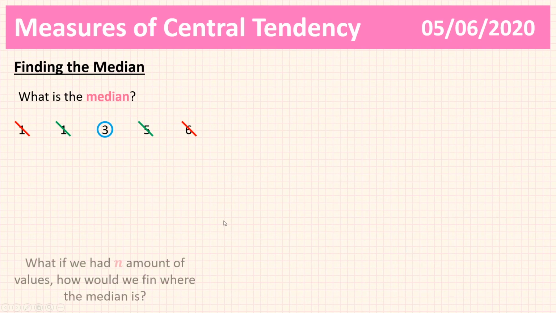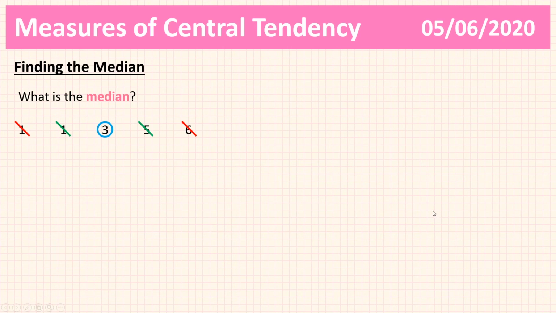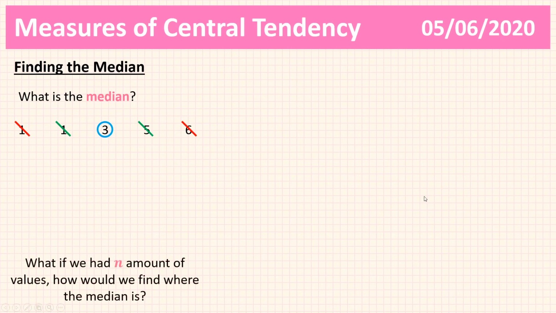So here's your next question. What if we had n amount of values? If we had n amount of values, how would we find where the median is? How would we find the position of the median if we had n number of values? Pause the video, have a think.